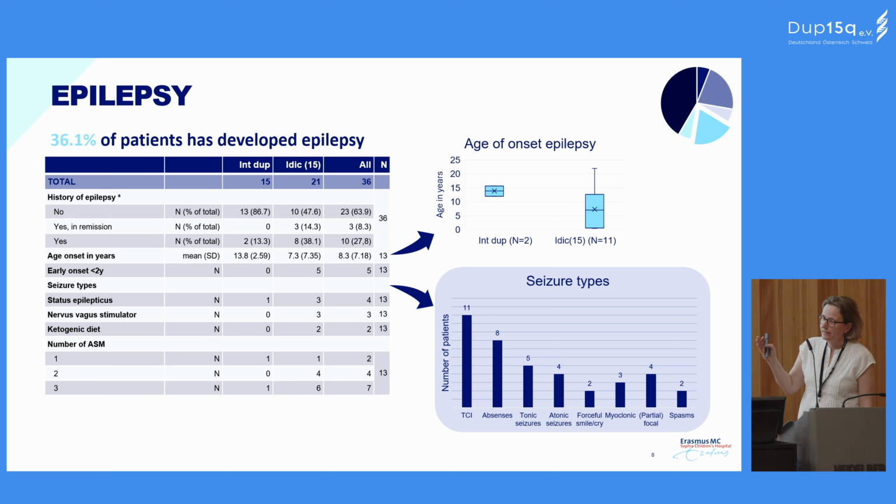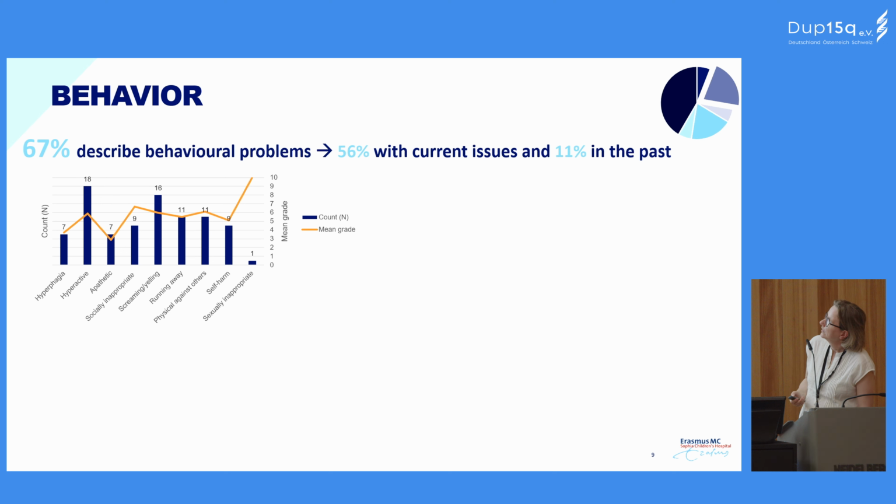In terms of severity, the EDIC children also have a more severe type of epilepsy, and you can see, for example, the number of anti-seizure medications that are needed. The type of seizures is diverse, but mostly the tonic-clonic seizures and the absences. That was not very new.